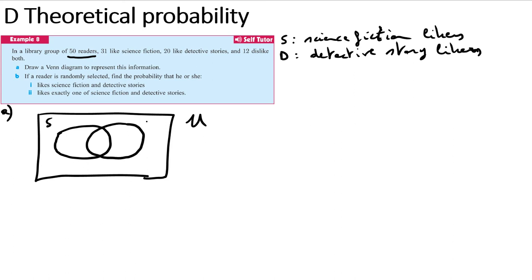So here we have the D. Let's say that the number of people who only like science fiction, we call A, the ones who like both, we call B, and the number of people who like only the detective story, we call C. And then we have 12 persons who dislike both of them. So they don't like science fiction, and they don't like detective stories. So we have 12 people here.